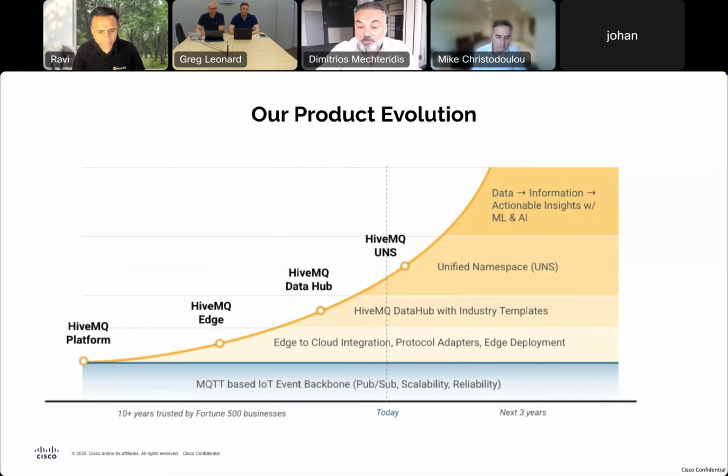And then we added the HiveMQ Edge because we felt that we really need to go to the source of the data and be able to get the data right from there. Either the data might be in the OPC format, Modbus, or other PLCs that might have data in different formats, and then convert them to MQTT topics, which are lightweight.